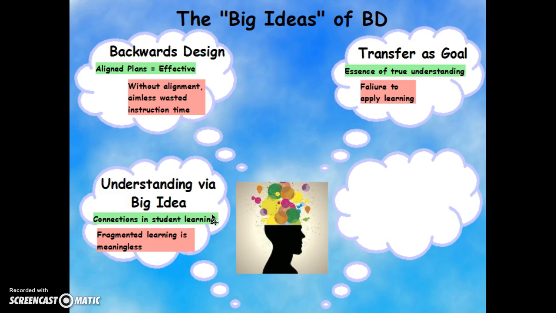Third, understanding via a big idea. Students need to make connections to the learning. Without these valuable connections, they can't establish greater meaning, and therefore fragmented learning happens. When fragmented learning occurs, it's meaningless to them, and information is often forgotten and passed by as useless.